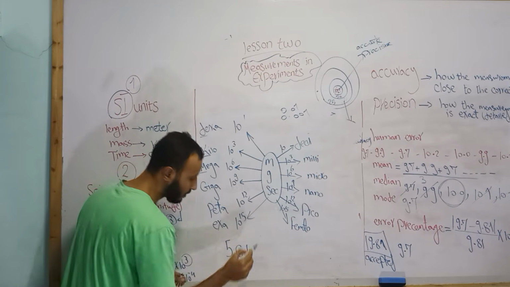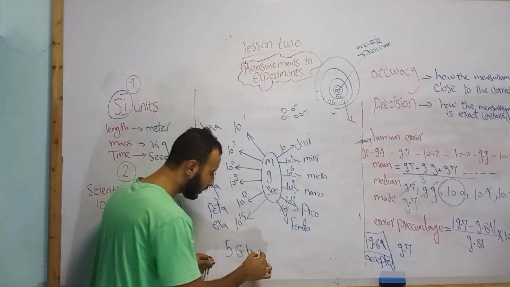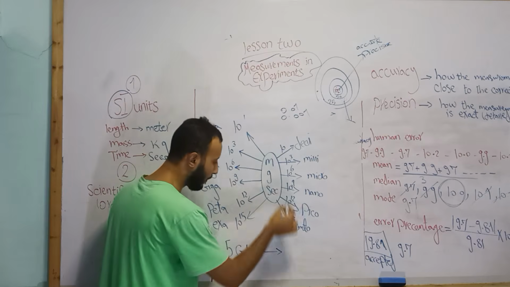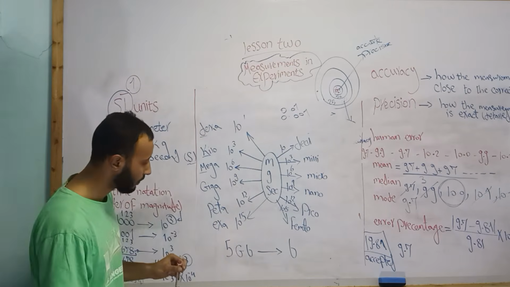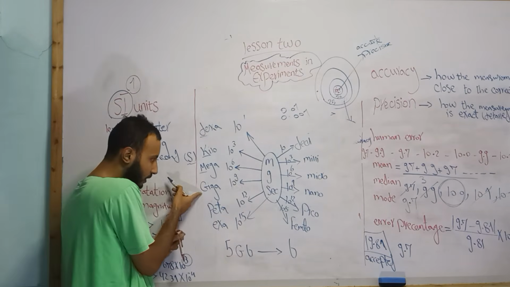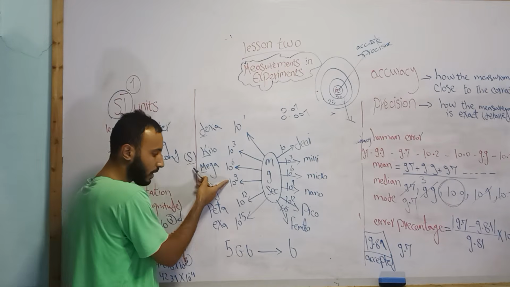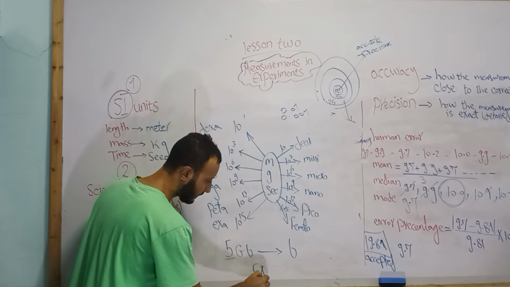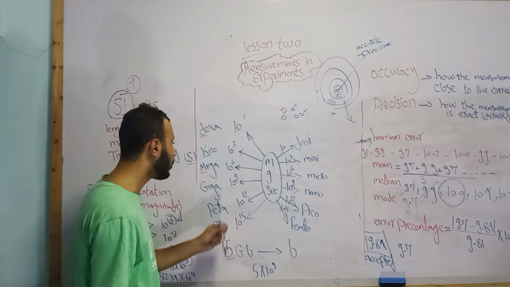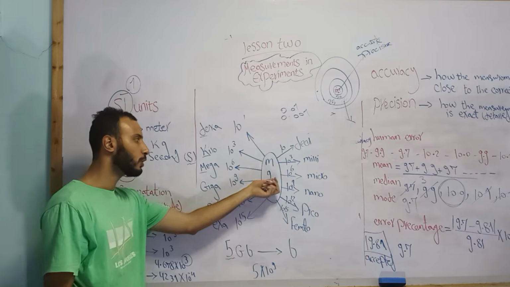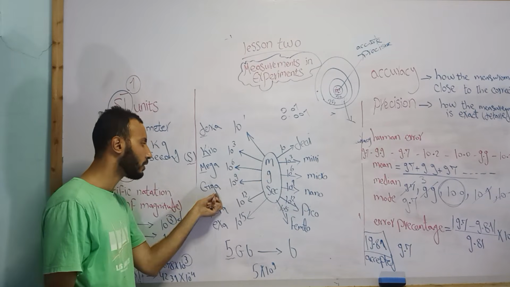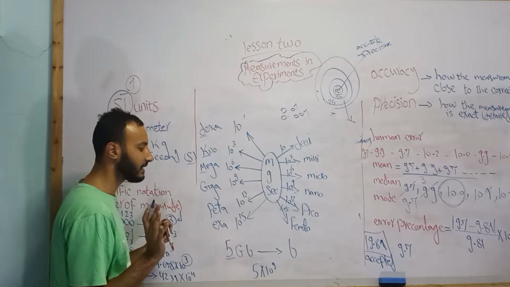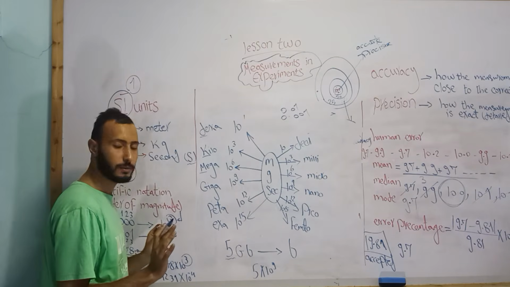5 gigabytes. How can I convert it into only bytes? Just look right here. Giga is 10 to the power 9, so we'll take this 5 and say 5 times 10 to the power 9. And look, do you go from the larger to the smaller, or from the smaller to the larger? Giga is larger, so you keep the power positive as it is: 5 times 10 to the power 9.